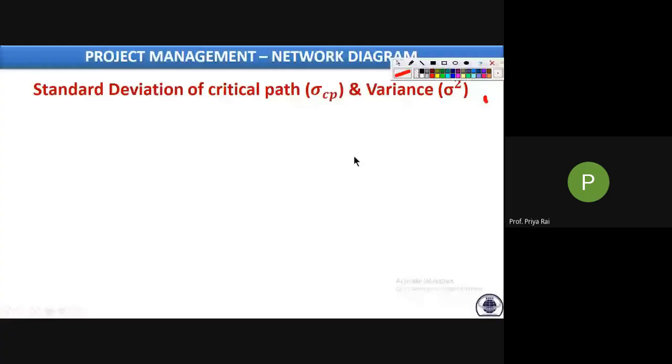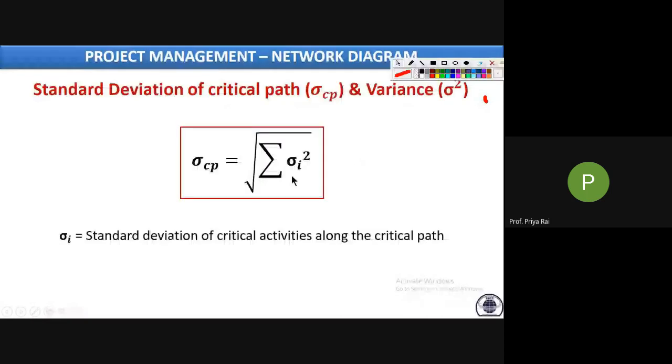We have seen the critical path, identified the critical activities, then calculated their sigma, and simply put the values in the equation. This way we can calculate sigma CP, where sigma I is the standard deviation of critical activities along the critical path. Clear? So in total there are 4 formulas, and everything will be the same.